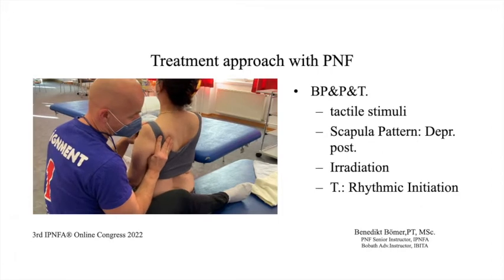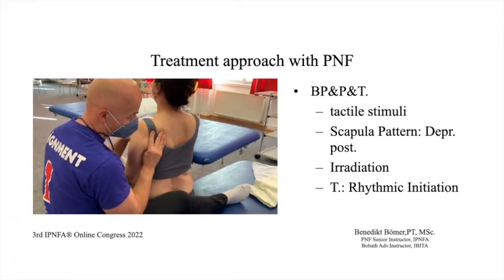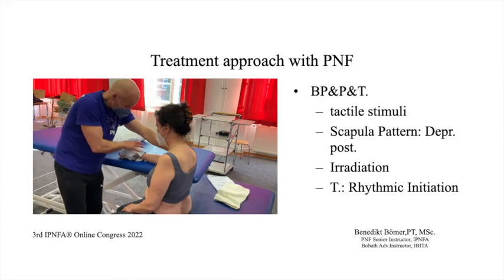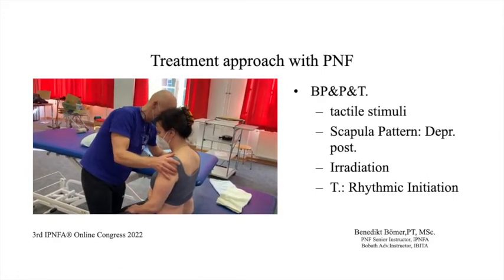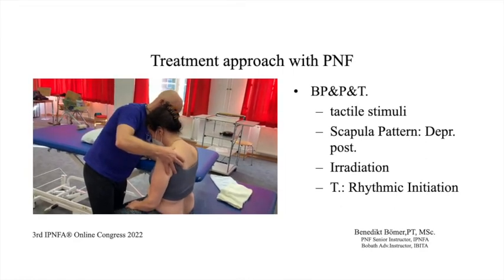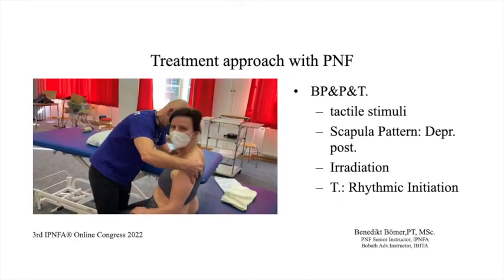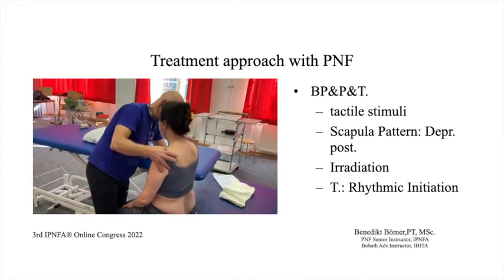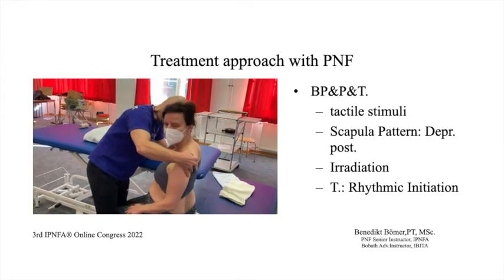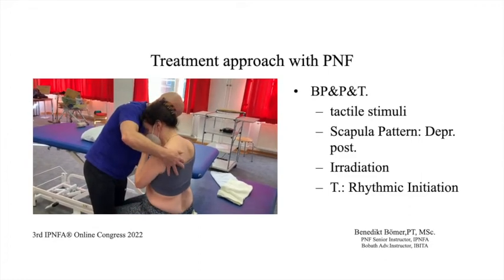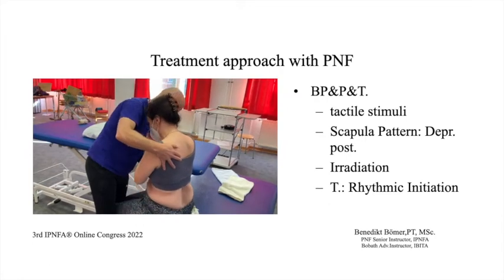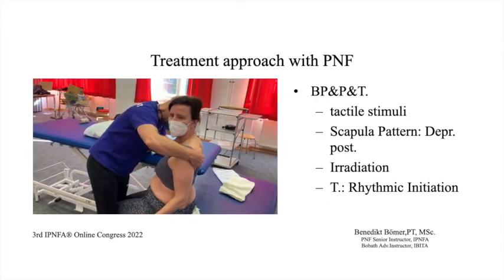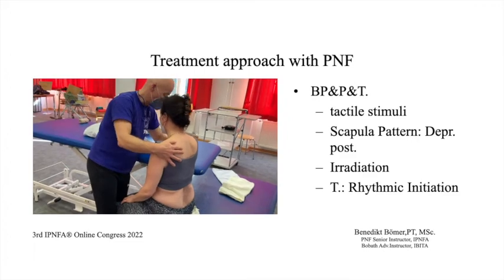Here you see a little more in detail how I use the technique rhythmic initiation. After this, I stabilize with my left hand her right shoulder, and now I use this scapular pattern to facilitate her upper trunk rotation, to facilitate more the transversus and the hip extensors, abductors on the opposite side, and to mobilize indirectly her pectoralis major on the right side with the principle of changing punctum fixum and mobile.